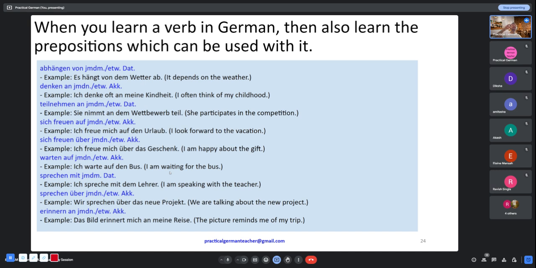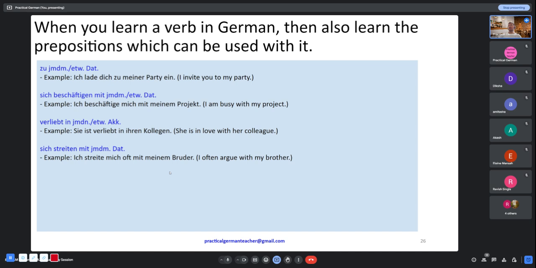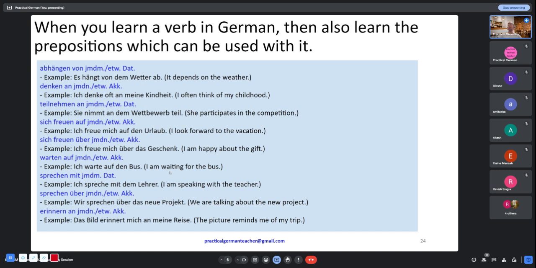So this is the reason I'm saying, when you learn a verb in German, also learn the prepositions along with it. So here I have 3 slides for you, around, I believe, 20 different combinations, if I'm not wrong. If not 20, then 15 to 20 different combinations of verbs with their prepositions.